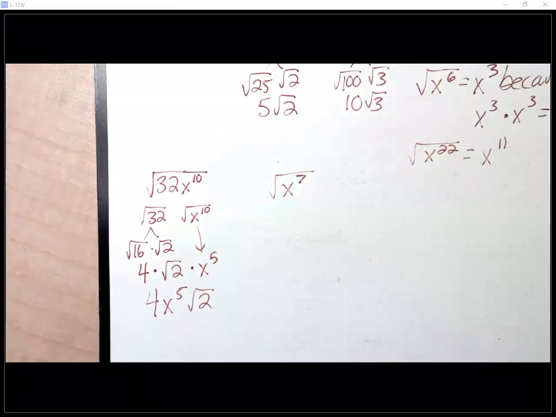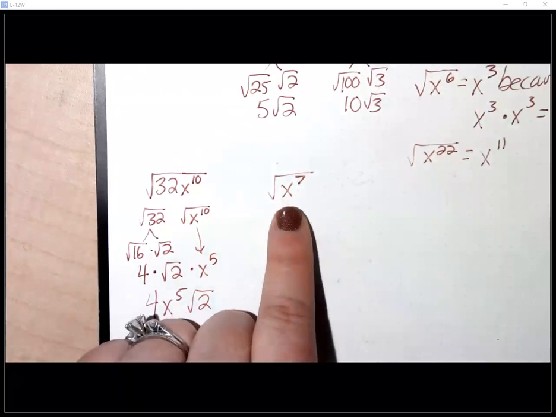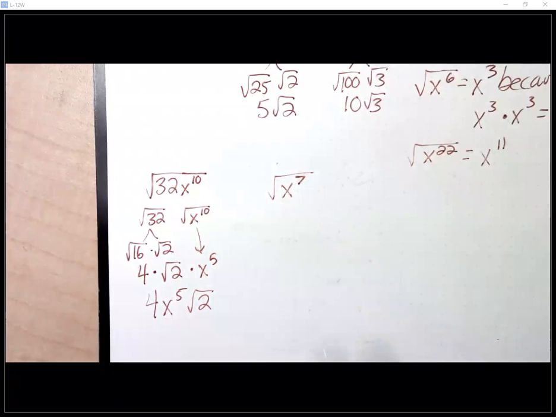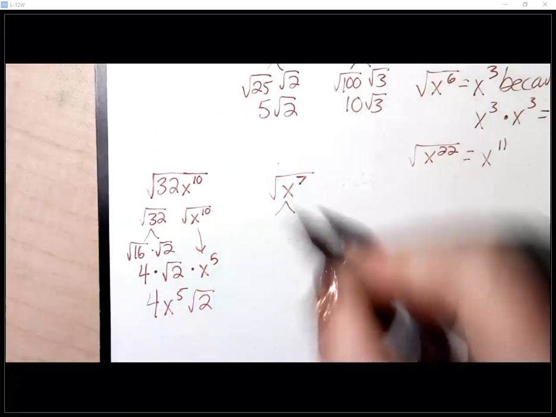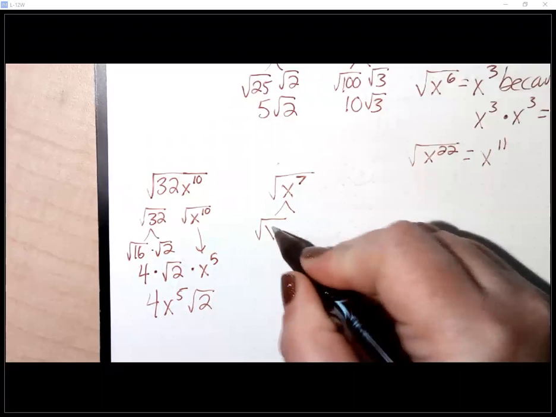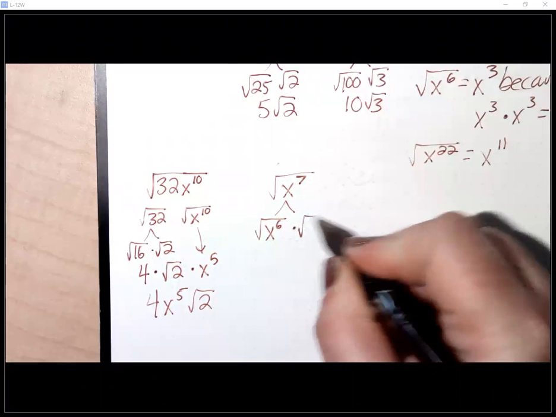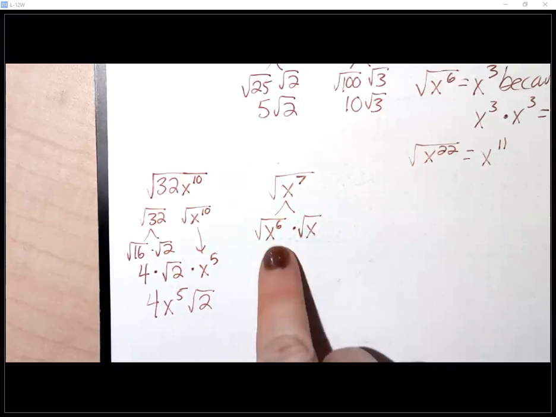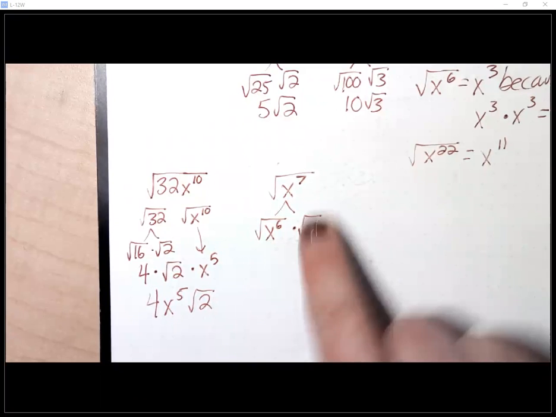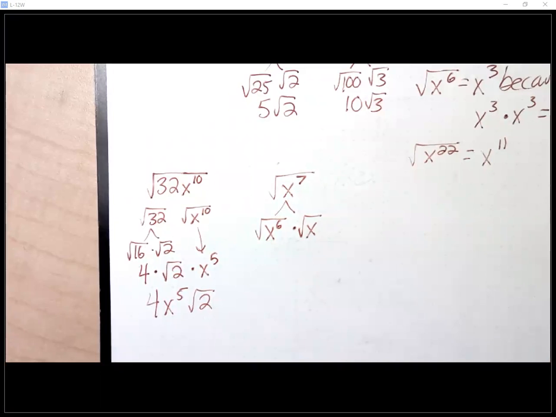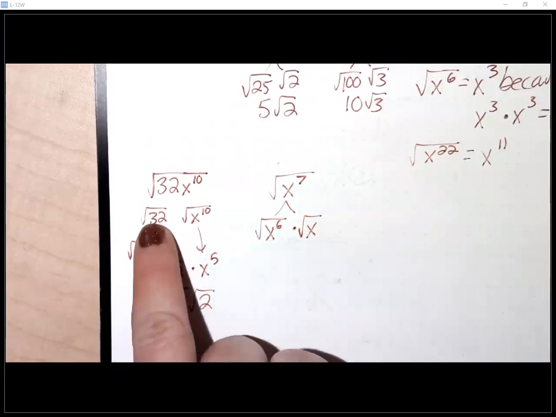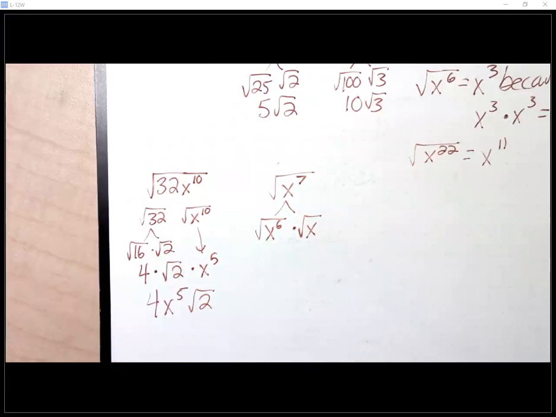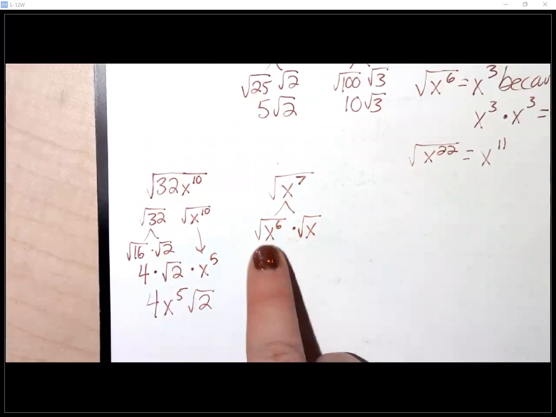So for a square root though, since it's all just multiplication, I can actually split this up. Watch this. Square root of x to the 6th times the square root of x to the 1st. If I multiply those two things back together, don't I get right back to x to the 7th? Just like any of my other things. If I multiply 16 and 2 together, I get right back to 32. So all you really have to do for a square root is go down by 1.